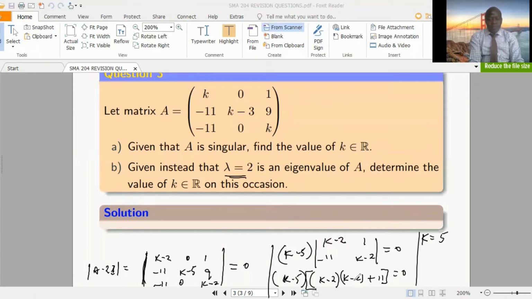Because when you simplify this other bracket and equate to 0, K will be a complex value. But the question only wants the real value. Try and simplify this at your own time. It's very easy. Just multiply this bracket by this bracket, then add this, and then equate to 0. You'll find that this bracket will give you a complex value.